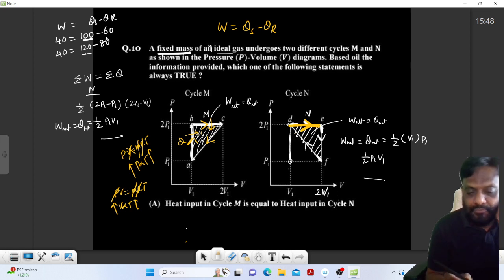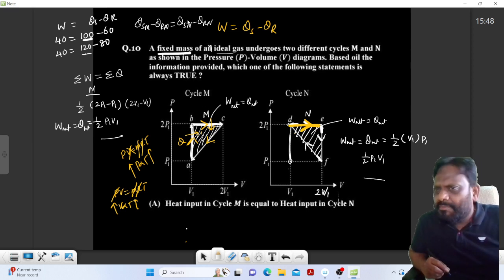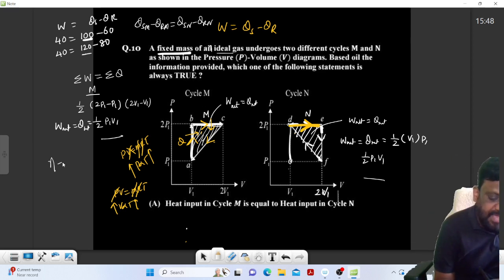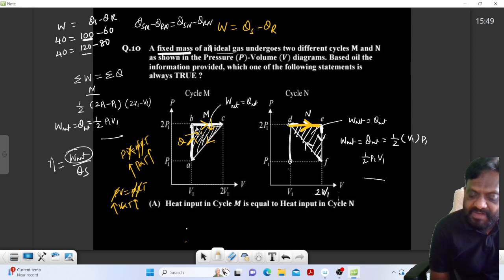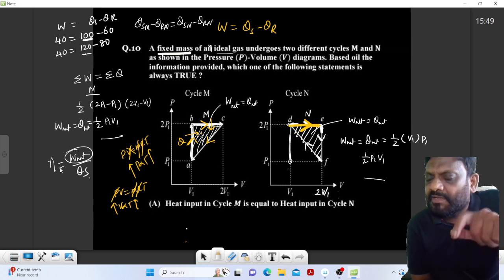Now I'll tell you very clearly: QSM minus QRM is equal to QSN minus QRN. When supply is not the same, definitely rejection is not the same, but the difference is the same. And what is efficiency? Efficiency is net work by heat supply. In both cases the numerator is the same because the closed area is the same, so network is the same. But is the supply the same? No. In one case the supply is more, in the other case it is less. Even though the network is the same, please do not conclude just by looking at network that the efficiency is the same.